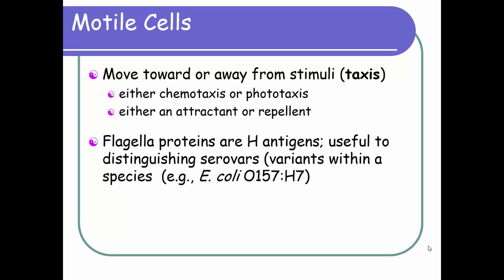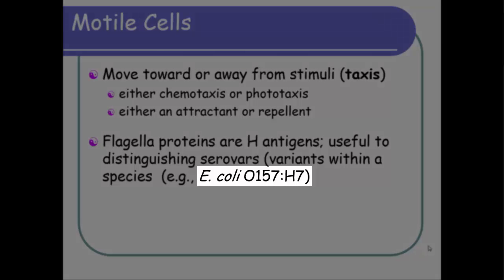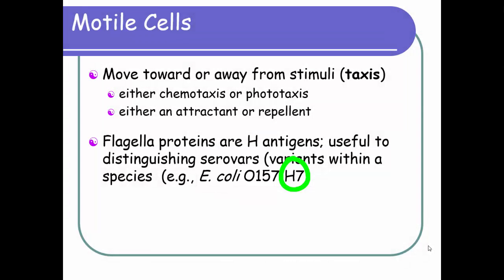Flagellar proteins contain what we refer to as H antigens. This is part of the flagellin protein. These H antigens are useful in distinguishing serovars or variant strains within a species. For example, E. coli O157:H7, the really bad guy of E. coli, that H7 refers to a specific type of flagellin protein.